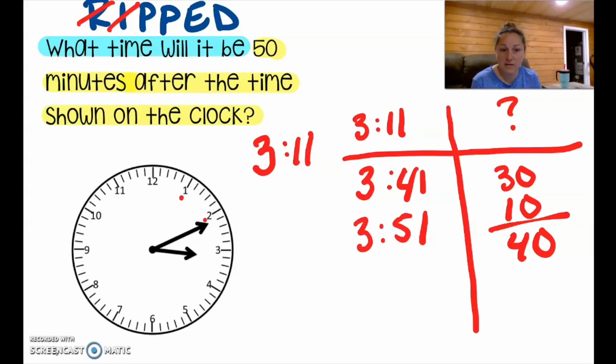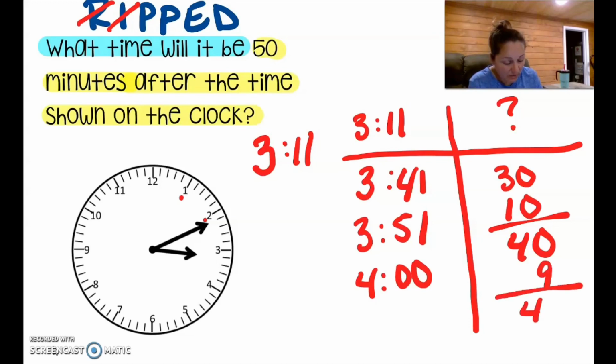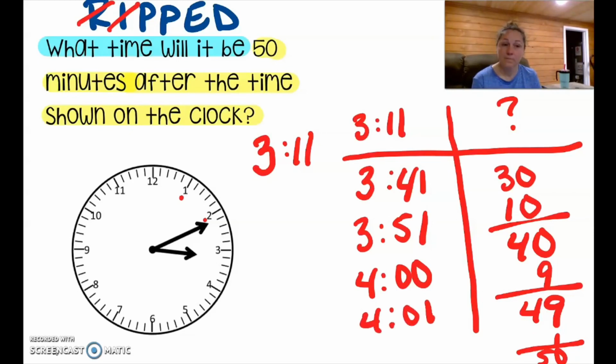3:51. All right, I've got 10 more minutes. Let's see. I just want to get to an hour here and make this nice and easy. So if I go to an hour and I say 4 o'clock, that puts me up 9 minutes. So I'm at 49. Oh, I just need one more. Well, that made it easy. 1, that gives me 50 minutes. And 1 there would give me 4:01. Ta-da! So 4:01 would be my time.